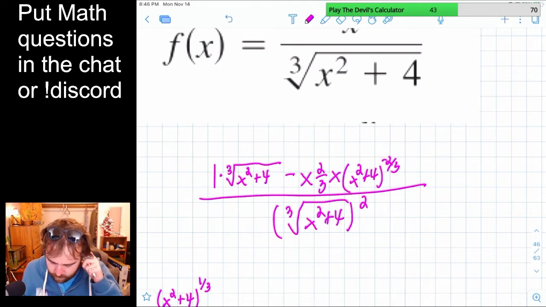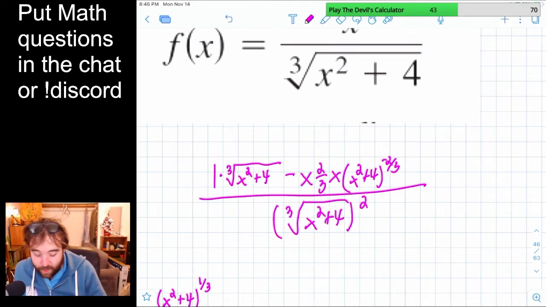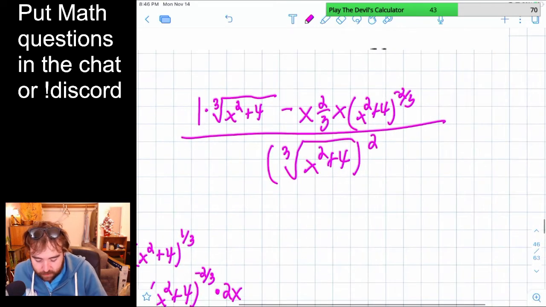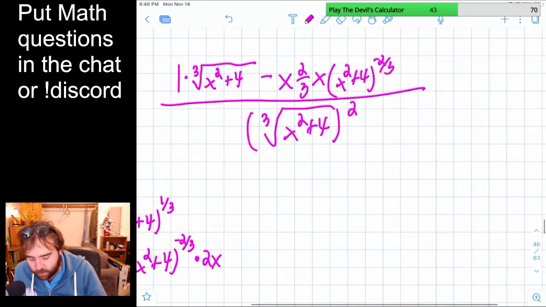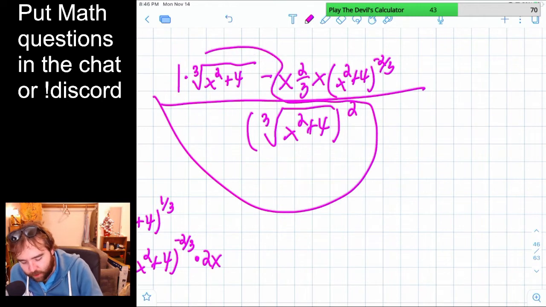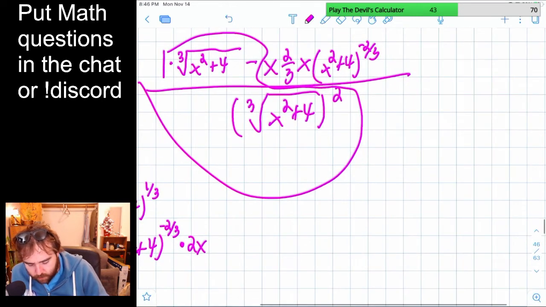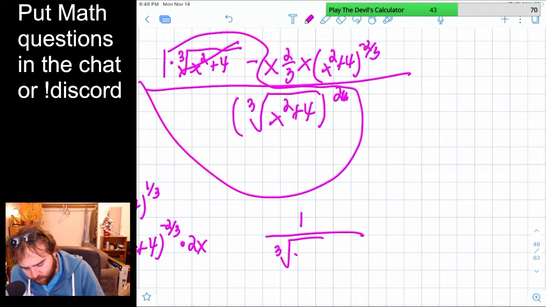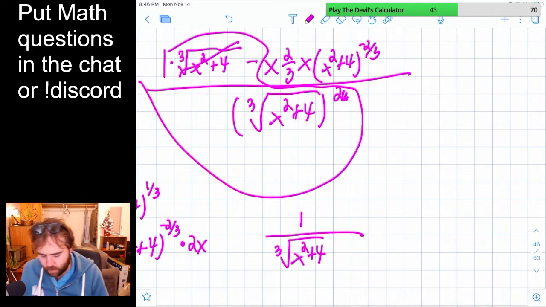So that's the derivative. And like I said last time, some people would like to just leave that there. I'm going to keep trying to do something. I'm actually going to hard it right now. So you see when I hard it, now that's going to cancel with one of those. So we just end up with 1 over the cube root of x squared plus 4.